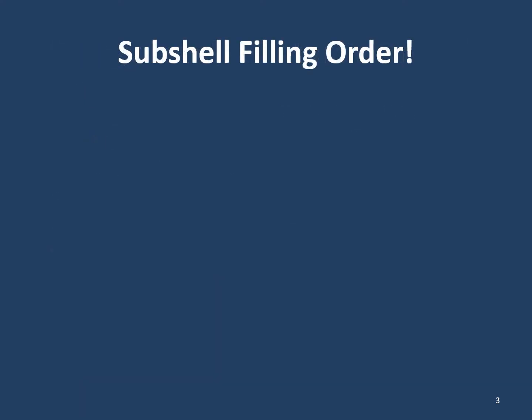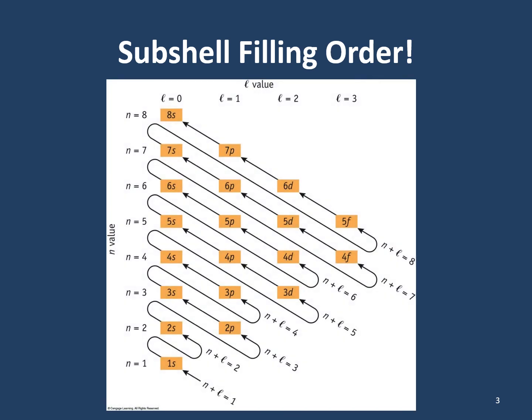So how do we know the filling order? How did we know that the 4s would come before the 3d orbital in our diagram? Well, there's a couple ways to do this. One, straight up memorize. That's not the way I would do it, but it's an option. There's two others. You can do what we call the diagonal method.